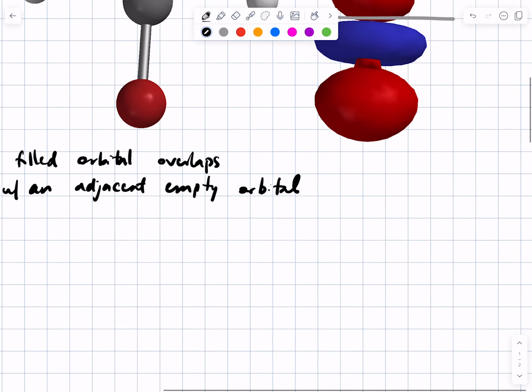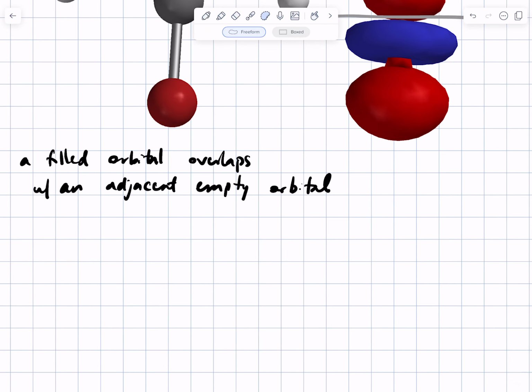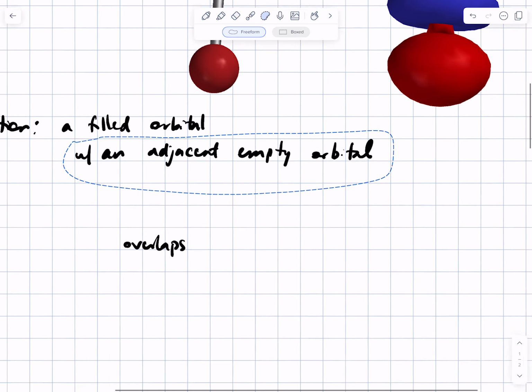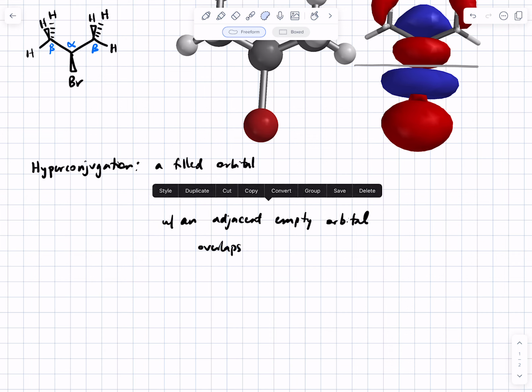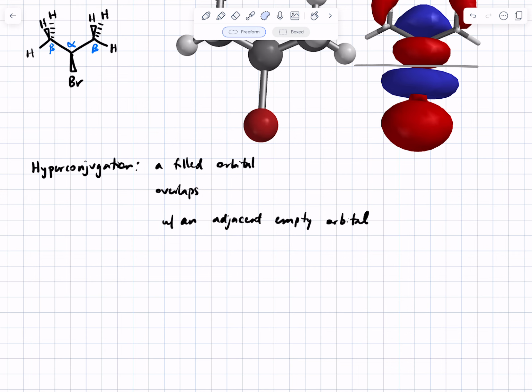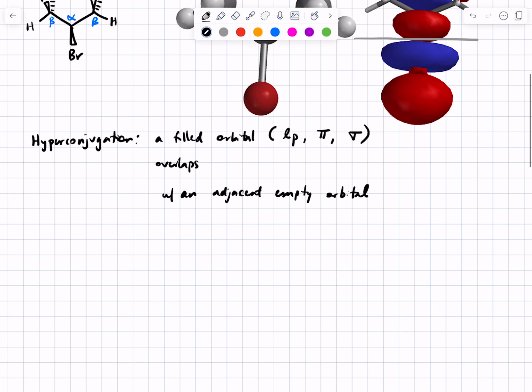And in general, what are the filled orbitals that we're talking about? This could be a lone pair. It could be a pi bond. It could be a sigma bond. And what could the empty orbital be? Well, it could sort of be anything.